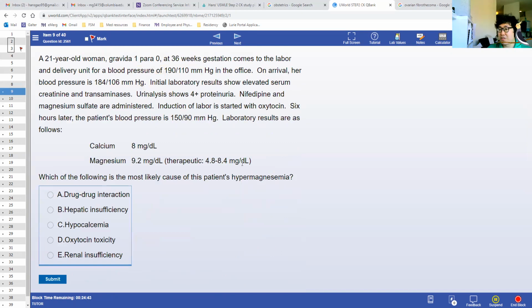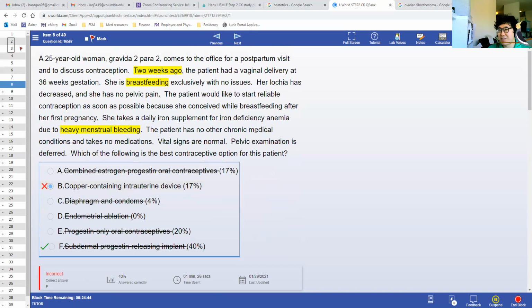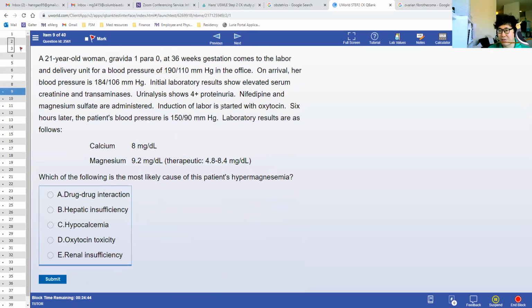Most likely cause of patient's hypermagnesemia. And also you can see that these are typically kind of difficult questions at least, and these are all questions I've missed before. And sometimes I repeat the same mistakes as well. It's kind of annoying, but you live and you learn.